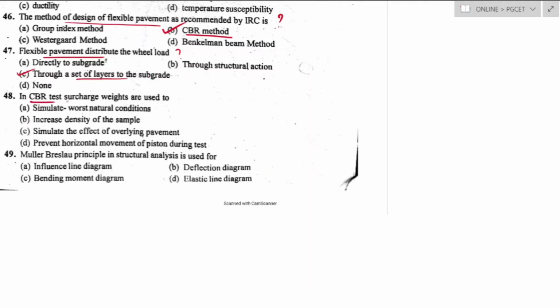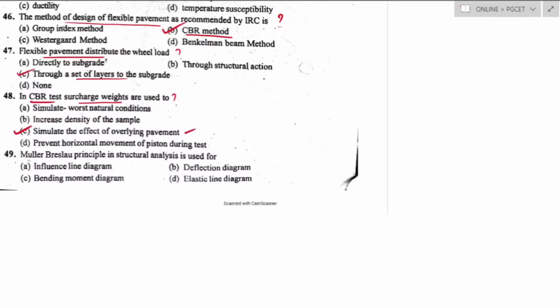Question number 48. In CBR test, surcharge weights are used to. Surcharge weights are used to simulate the effect of overlying pavement, that is overburden pressure. So option C is the right answer. That is, simulate the effect of overlying pavement.